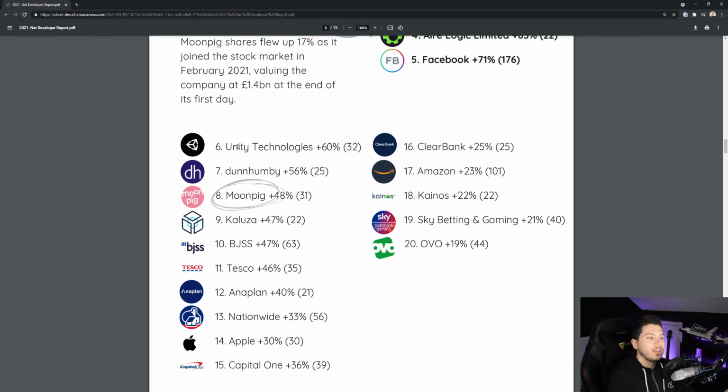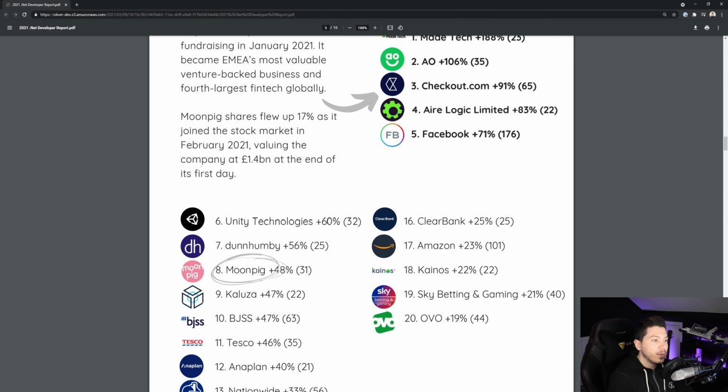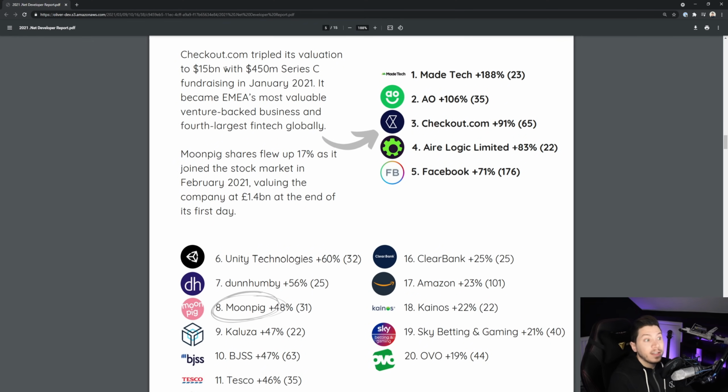Interesting that Unity Technologies as well is hiring so heavily, 60% increase year to year. So very interesting statistics here. Fintech is also booming in the UK. So if you're looking to get into a sector that is very, very promising in the UK, with fintech, you can't really go wrong. Challenging sector, very interesting though.